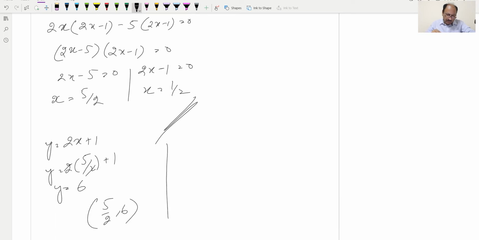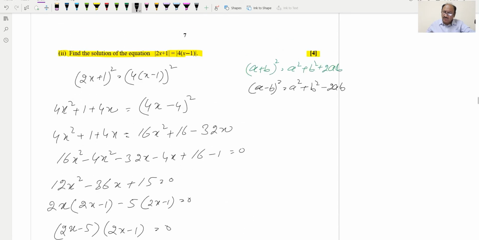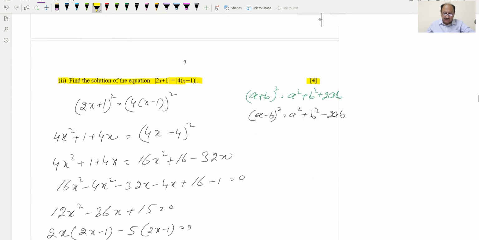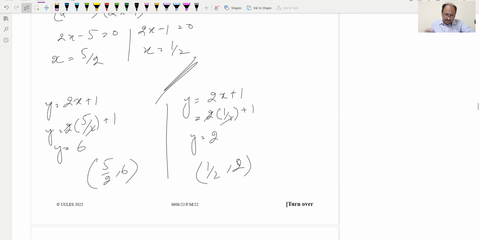And the second point, we can find y is equal to 2x plus 1, and this will be 2 into 1 by 2 plus 1. This will be cancelled, so y will be equal to 2, and the point will be 1 by 2 and 2. If we check from our graph, 1 by 2 and 2 is this point, and the other point is 2.5 and 6, which we found, basically same points which we found here.